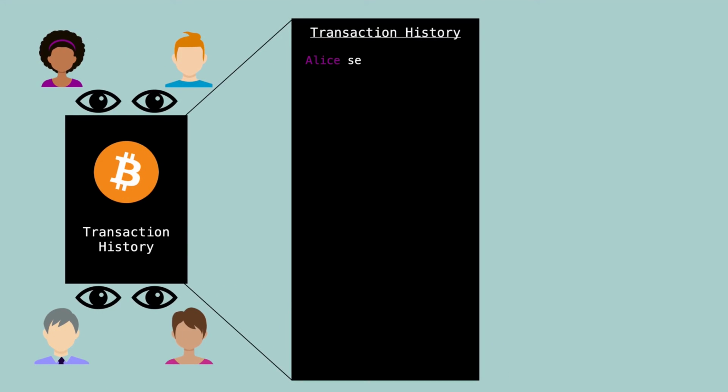Alice sends Bob 1 Bitcoin. Alice sends Peter 5 Bitcoins. Peter sends Susan 2 Bitcoins, and so on. Everybody can see these transactions. Note that the format here is simplified. In reality, there aren't any names, but more complex structures. What happens if someone tampers with this history?